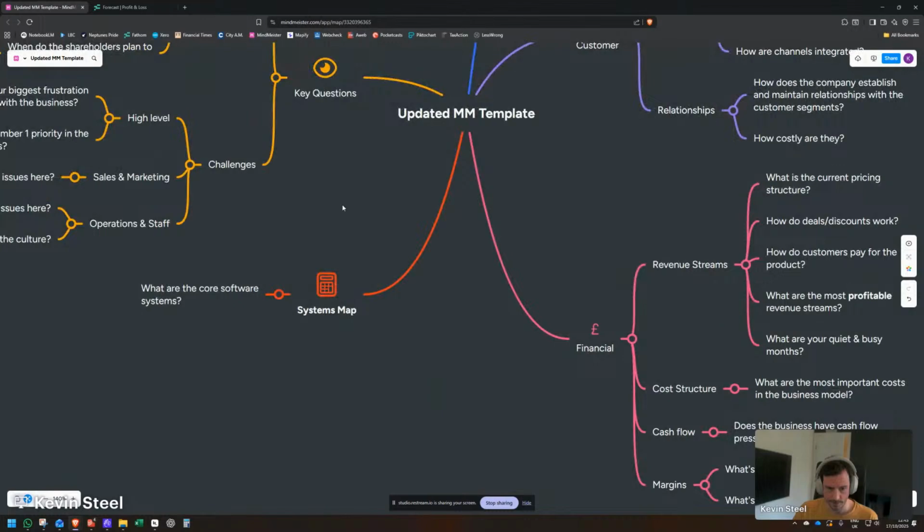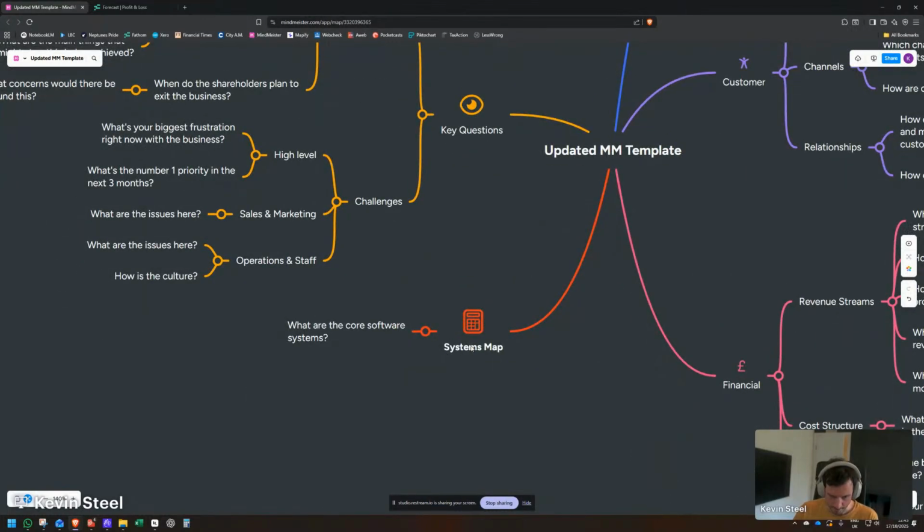Then we move on to the left hand side. We have a look at the systems map. This is me mapping out the tech stack for the business. What are the core software systems this business uses? Is it Microsoft? Is it Google Suite? Is it HubSpot? Is it Asana? Etc. So we've got a fairly detailed tech stack for this business so I can see what I'm working with.